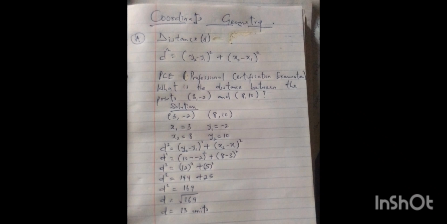This formula is generated from the use of Pythagoras theorem. If you put it on the graph, you are going to have your right angle triangle there. Then if you want to calculate it, you use the Pythagoras theorem, whereby the longest line there will be the distance. So we have d squared equals those areas.